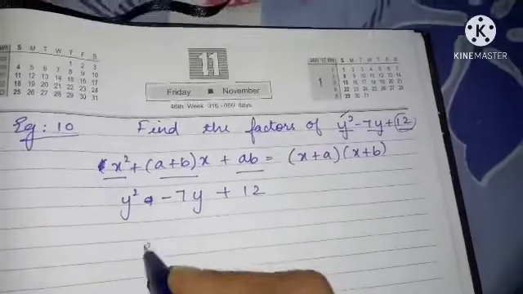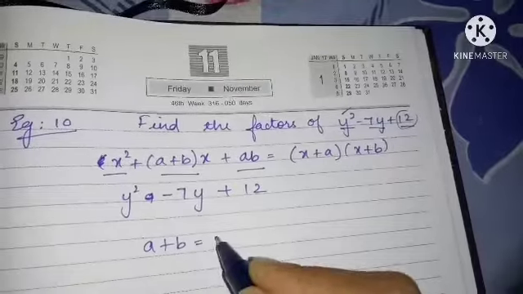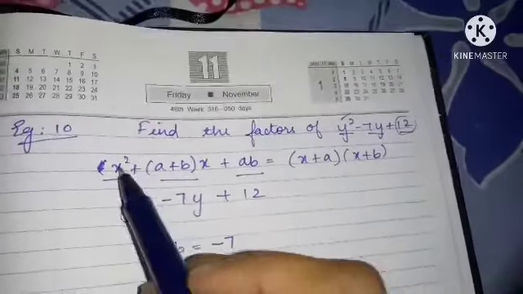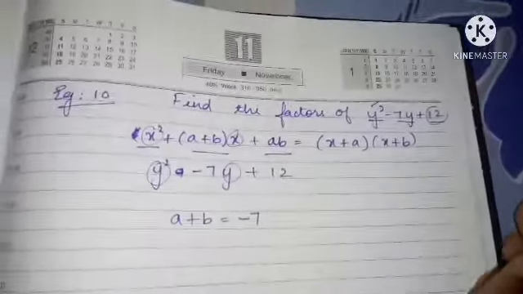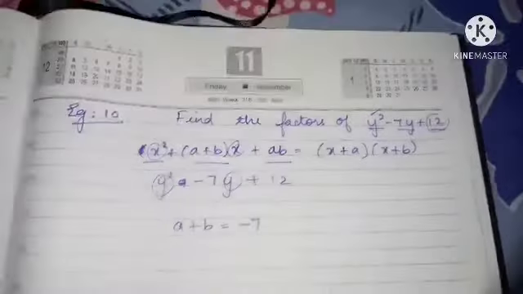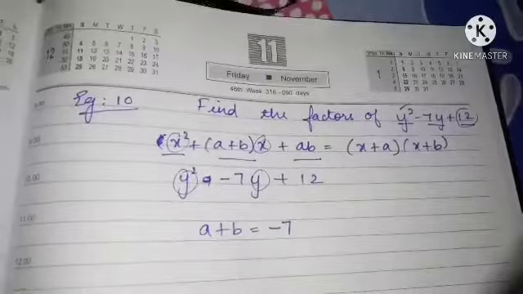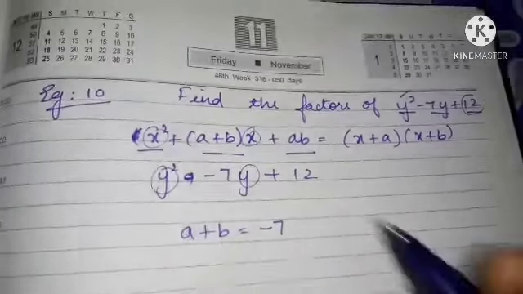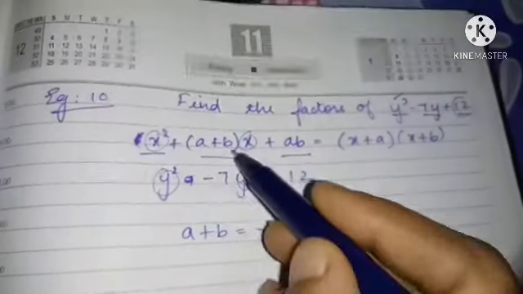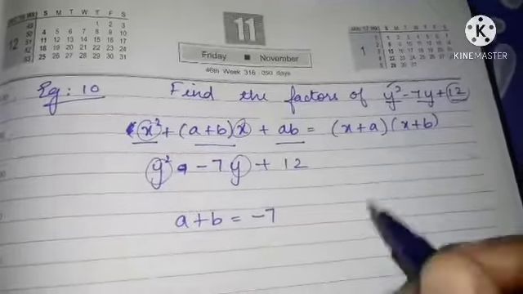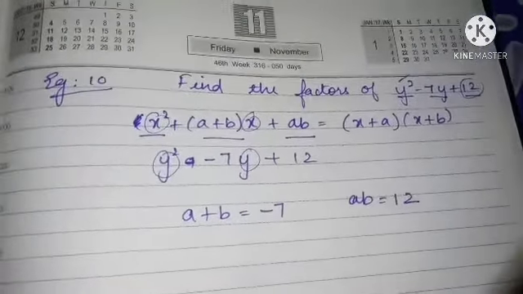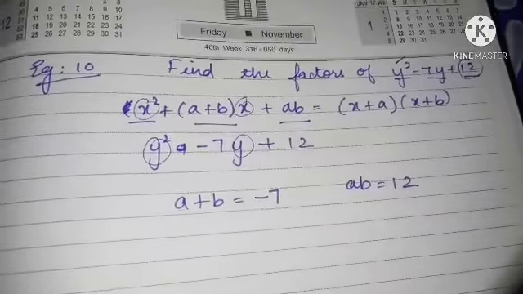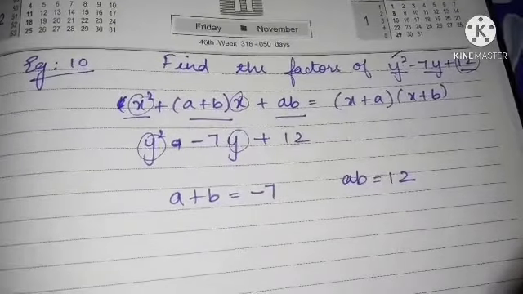So when I compare, a plus b has become minus 7. See here, instead of x I am using y. That is the only difference, no problem. The variable can be anything. Instead of a plus b, I am writing minus 7. Likewise, for ab, I am going to write 12. So I have to compare accordingly: a plus b is equal to minus 7.